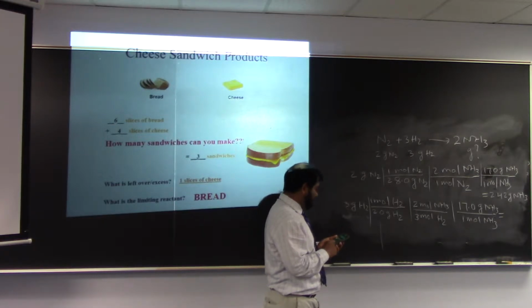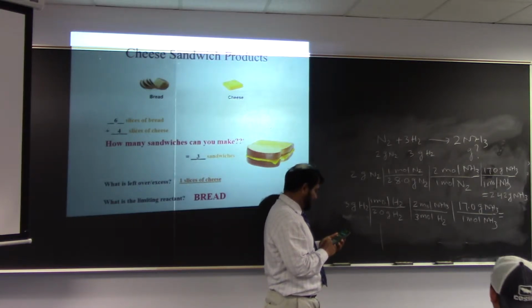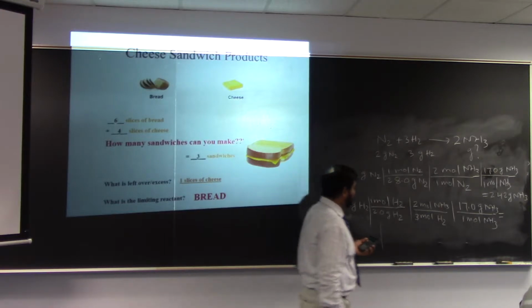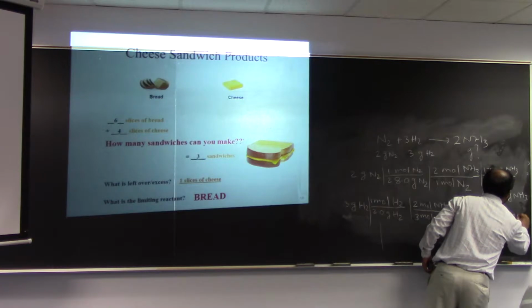So 3 times 2 times 17, dividing by 3 times 2, 6. So 17 gram of ammonia.